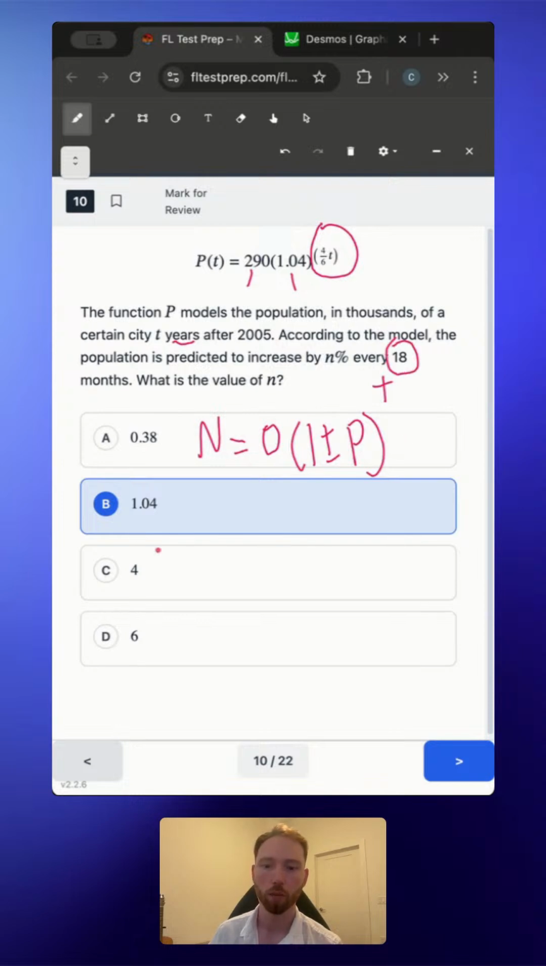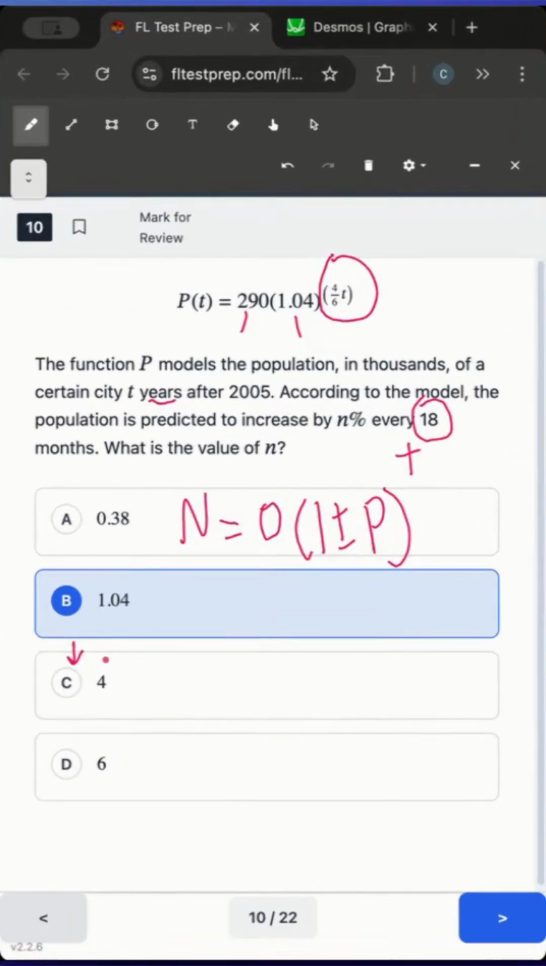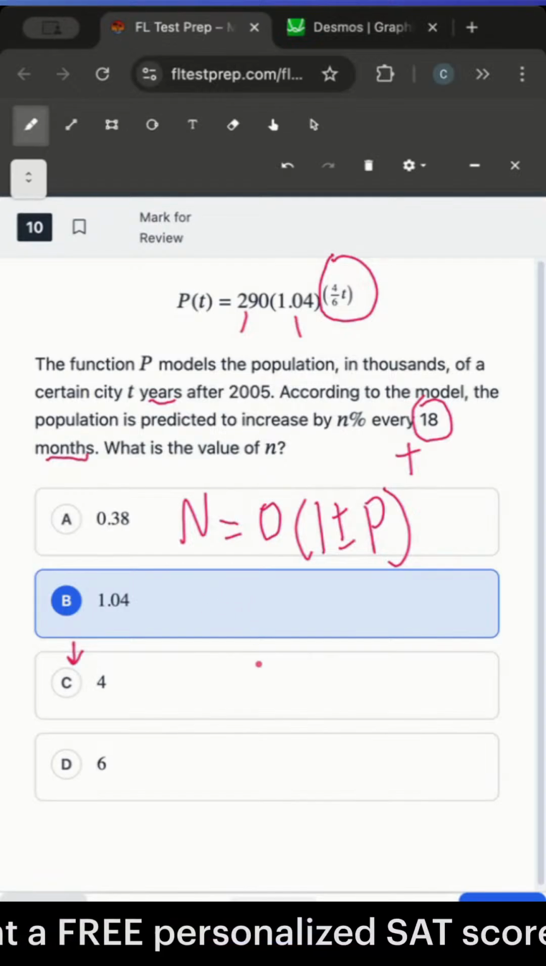All right, so normally you can actually just go ahead and choose C, because we know that by looking between the parentheses that it's going to be a 4% increase. But they threw this 4 over 6, so I just want to double check and make sure they didn't do any crazy math tricks. So I know it's 4 over 6, and this is 18 months. So what I need to do in order to plug 18 in for t is I need to convert it into years. Well, how many months are in a year?